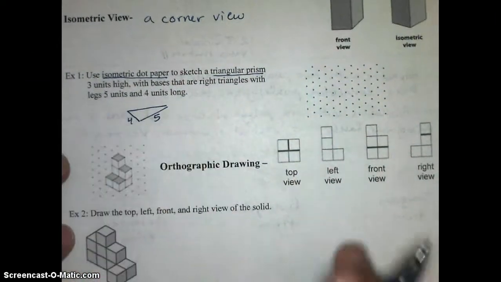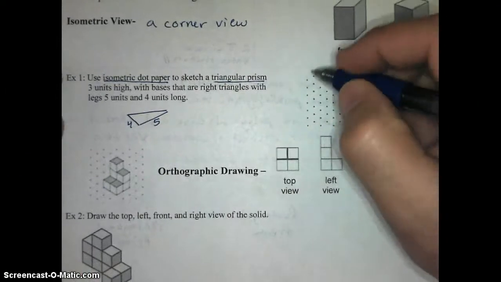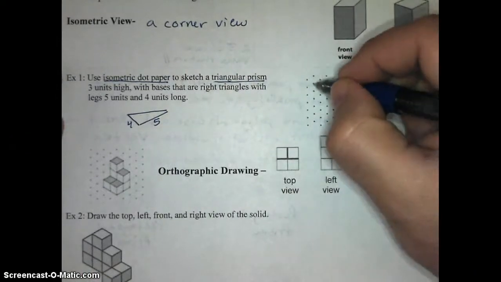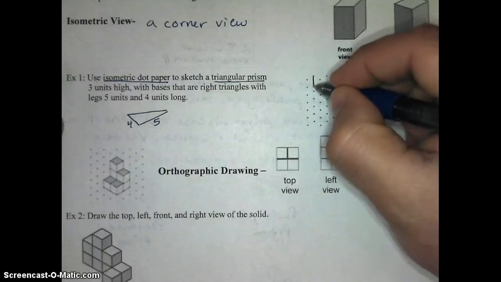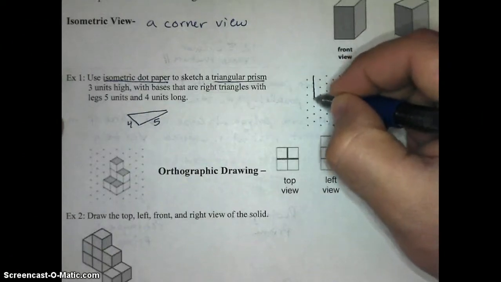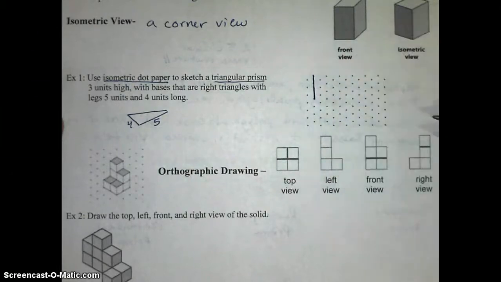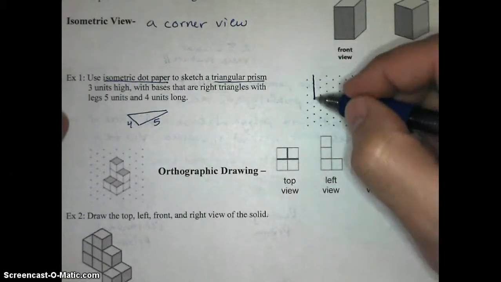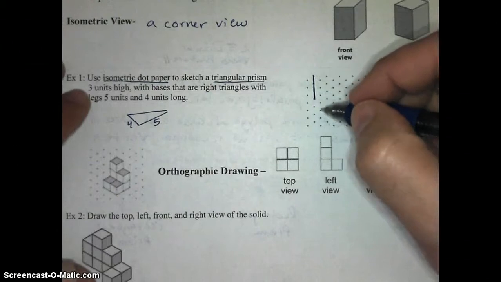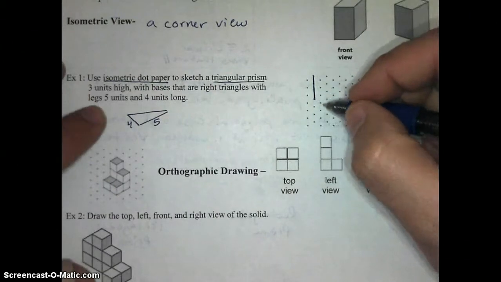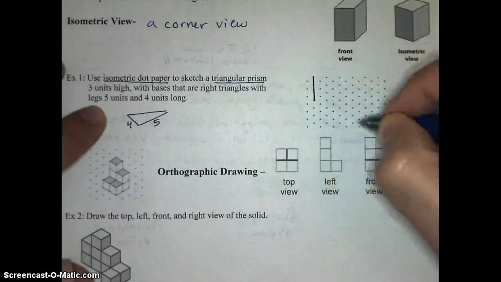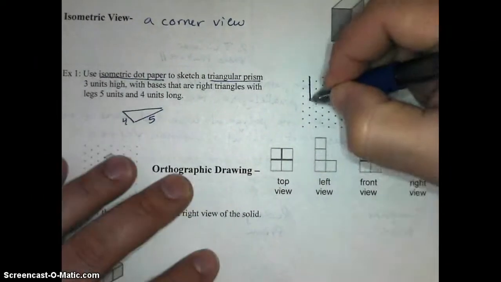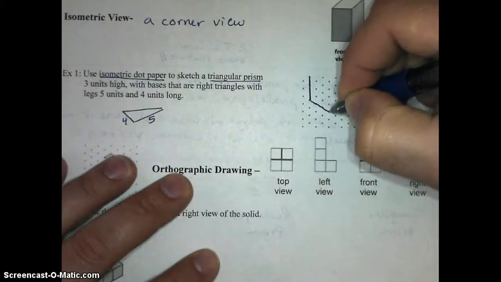But I'm actually going to start by drawing a 3-unit height here. Okay, I'm just going to give myself plenty of room, so I'm going to start in this top left corner. I'm going to draw a height of 3 units. And then from that one edge, I'm going to make my bottom base sides first, legs of 5 and 4. So I'm going to come diagonally this way. We're providing a corner view. So this, 1, 2, 3, 4. I'm actually going to make my length of 5 here.